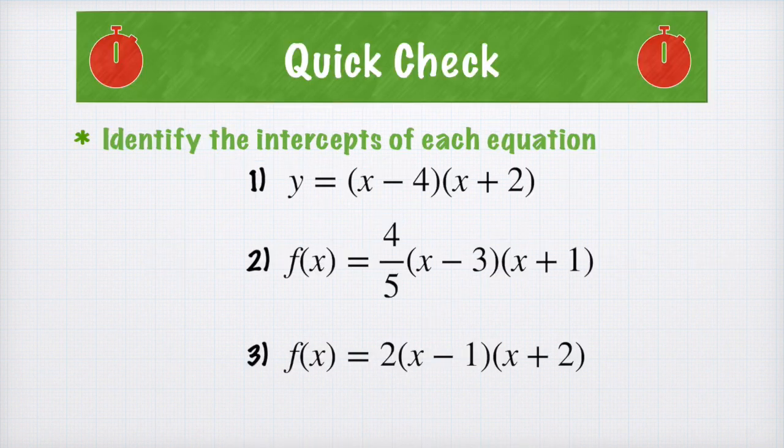So now I want you to do this really quick check, and I want you to identify the intercepts of each equation. Pay careful attention to how the intercept actually is. So remember, if it's x minus 4, your intercept is actually going to be at 4, 0. The other thing that you need to keep track of is that you need to be writing these as an ordered pair. So go ahead, pause the video, and do this quick check.